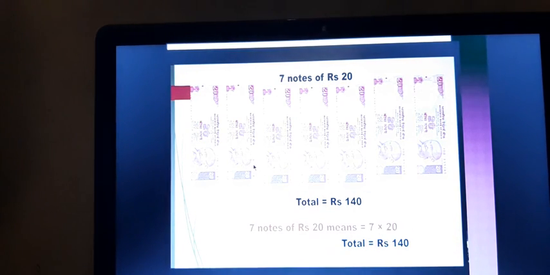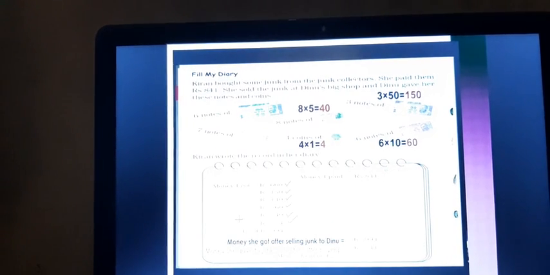So now what you have to do is, like that only you have to count it here. See, 7 notes of ₹20 means 7 into 20. You can see that 7 into 20. So total rupees is 140. 7 twos are 14, 0 comes down, 140 rupees. So the 20 rupee notes became 140. Like that only you have to calculate all the notes. If you calculate that, you will see that.